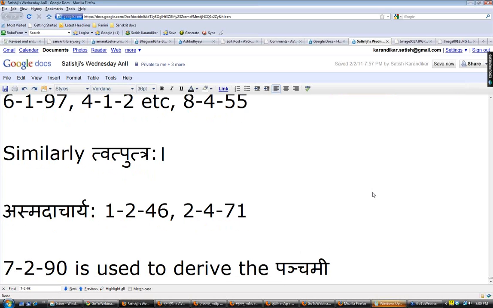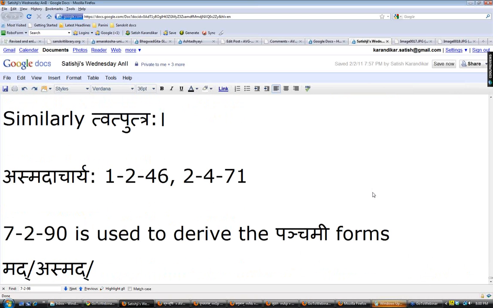The Panchami forms, Mad and Asmad. Unfortunately, there also the Twad, there is a Lopa taking place. So Twad and Yushmad, Twad Yushmad. So this is the confusion. That is why in the book you see, and it is absolutely correct, that these forms are not used very often. The Panchami forms are not used because now you do not know whether you're in a compound or not.